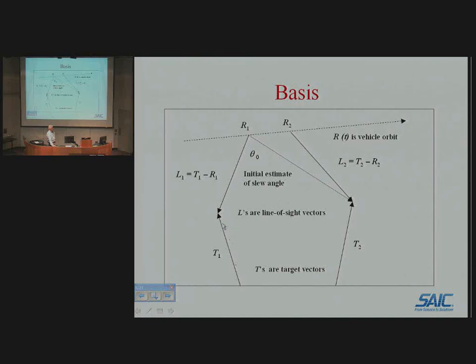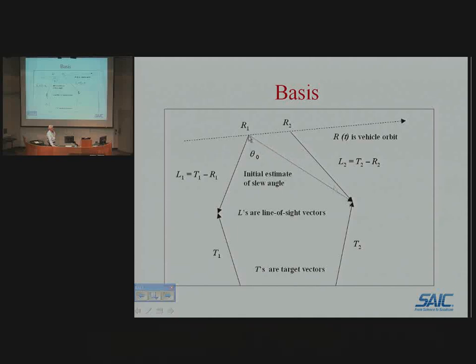Got a couple of target vectors here. And for simplicity, these are T1 and T2. For simplicity, we'll assume that they are fixed in the coordinate system that we're using. These are not moving targets. They could be, but let's say these are not. And in reality, most of them aren't. There are things like cities and rivers and so forth. These two vectors here are line of sight vectors.